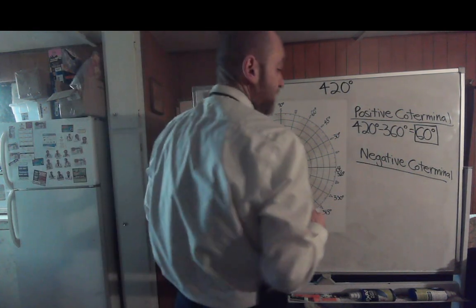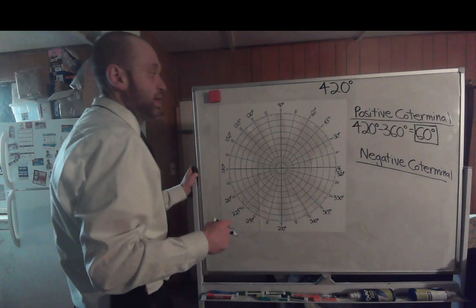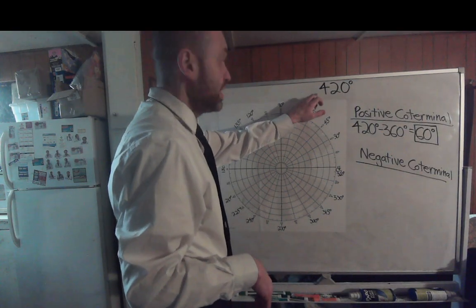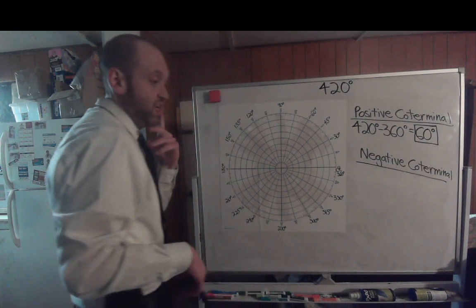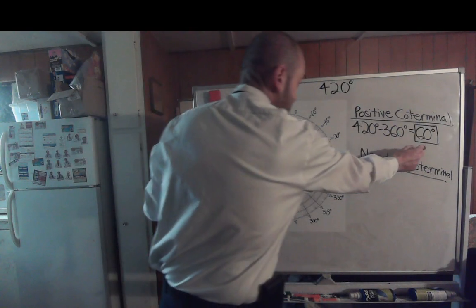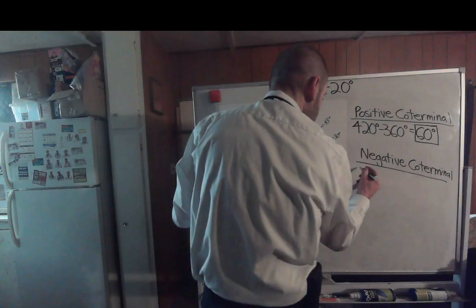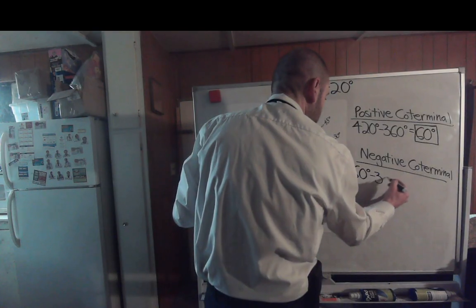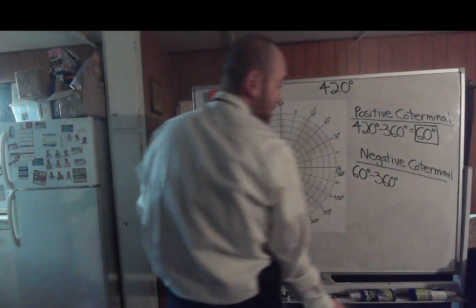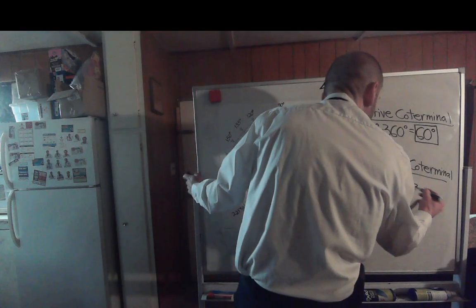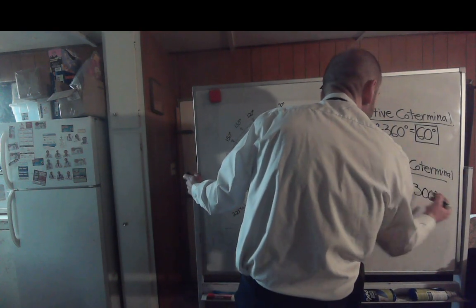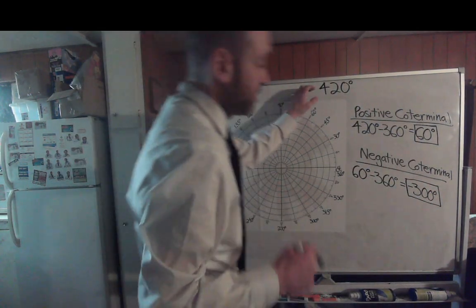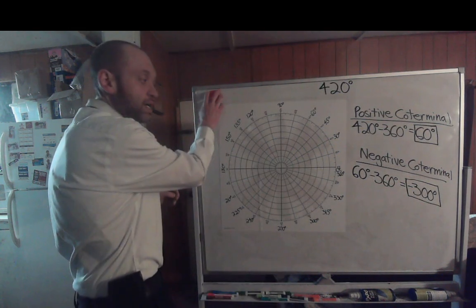Now, what if I want to find a negative coterminal angle? Well, I can take my 420 and subtract 360 twice, or I can just take my 60 and subtract another 360. So if I take my 60 degrees and subtract another 360 degrees, I would get a negative 300 degree coterminal angle. So a negative coterminal angle for 420 degrees would be negative 300 degrees.